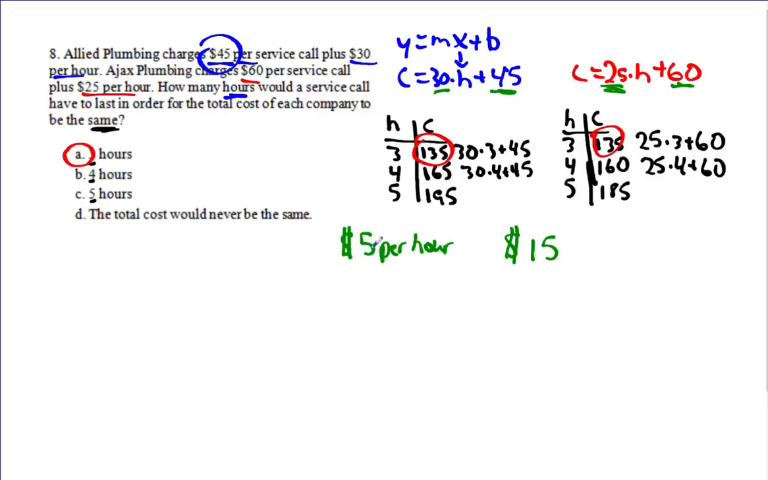And 5 times 3 is 15. So we also could have got 3 hours, thinking of it as difference in intercepts compared to difference in rates. Okay? But I would make the tables because that's a little bit more straightforward.